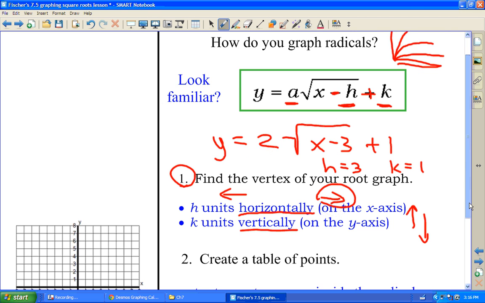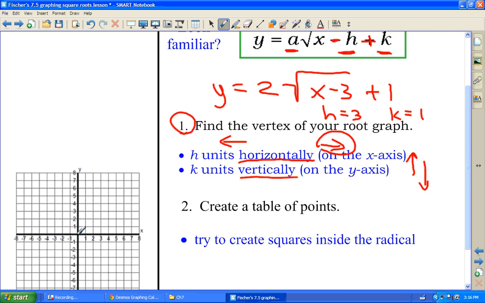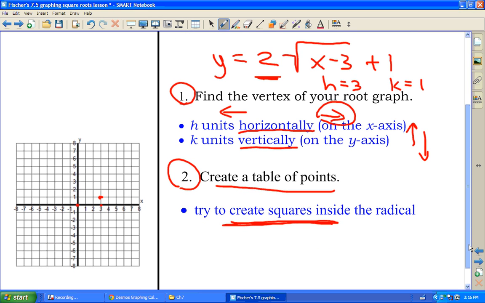So my origin here, if I were looking at my graph, would go from the main origin here. It's going to shift over 3, 1, 2, 3, and up 1. So my new origin is going to be right here. That's where my graph is going to start, and the shape would stay the same if it was a coefficient of 1. Oh, but it's a coefficient of 2, so it's going to be a taller graph than usual. Well, how do I know how tall? Well, let's create a table of points, and we'll try to create perfect squares inside the radical. That's how we're going to make it easy for ourselves.